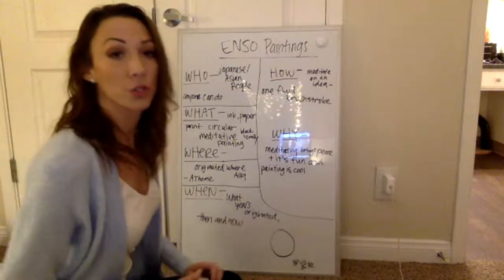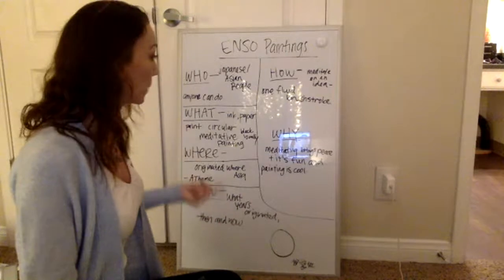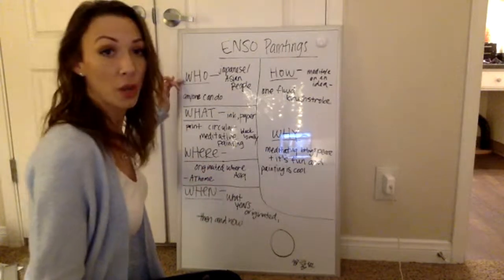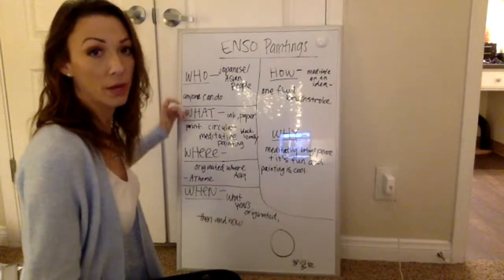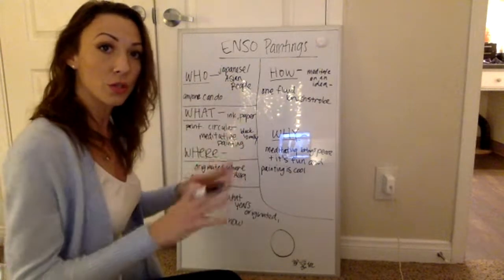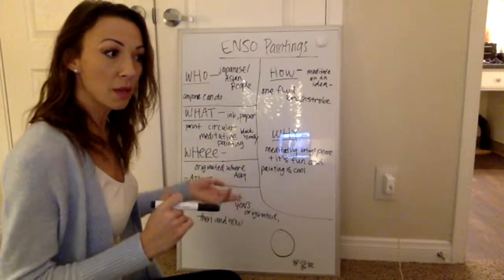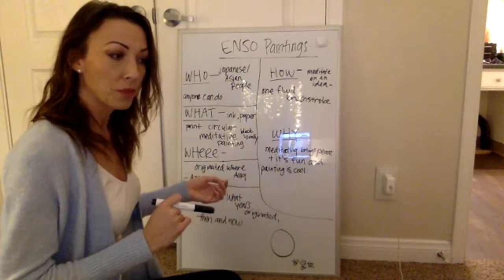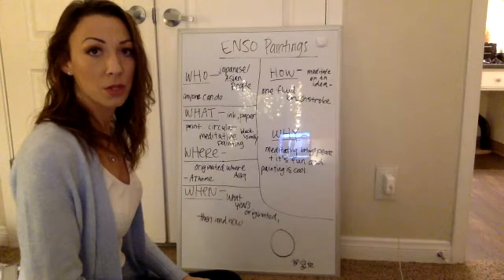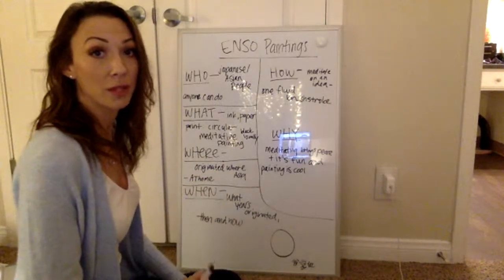And then to do an intro to your paper, you could write a sentence or two about who, what, where, when, how, why in your intro paragraph, and then your closing paragraph can be sort of the same.